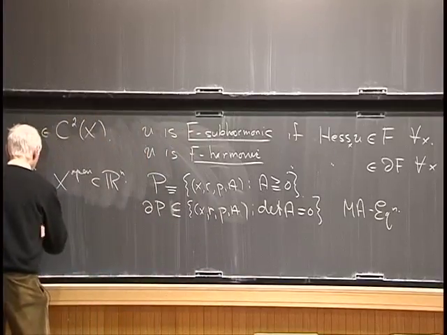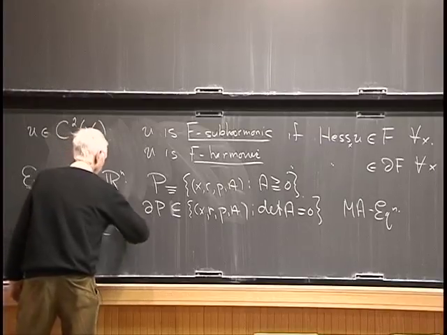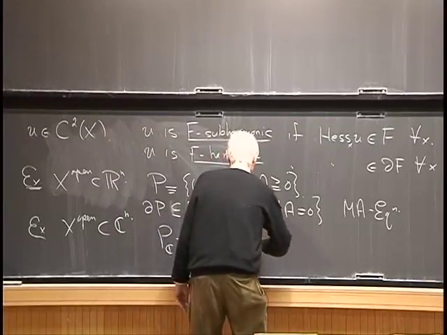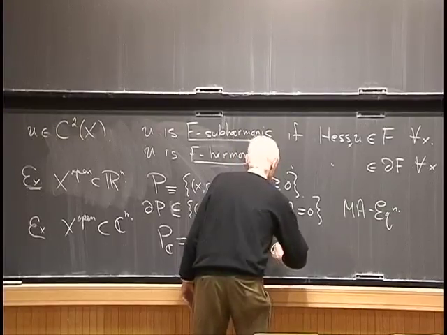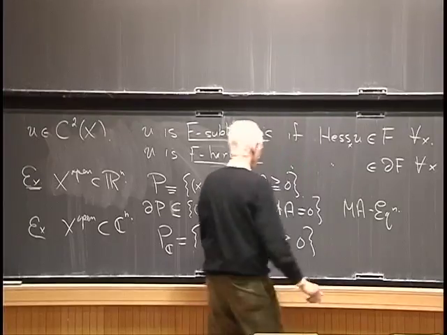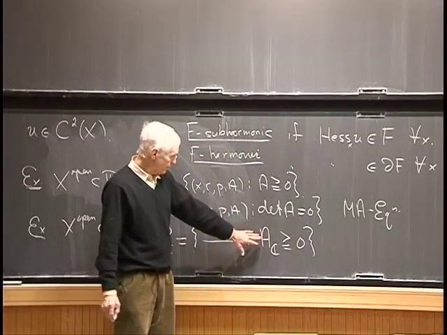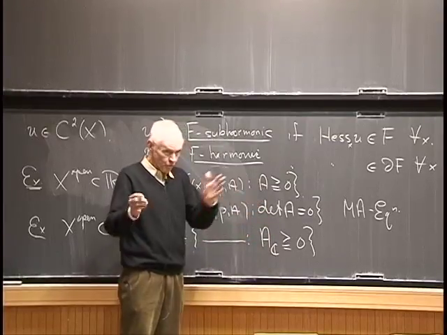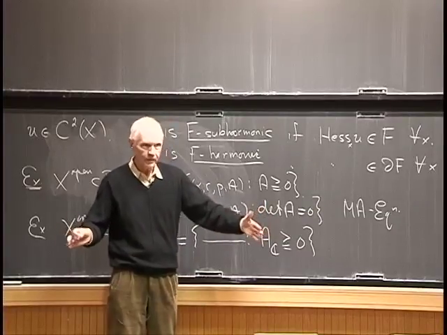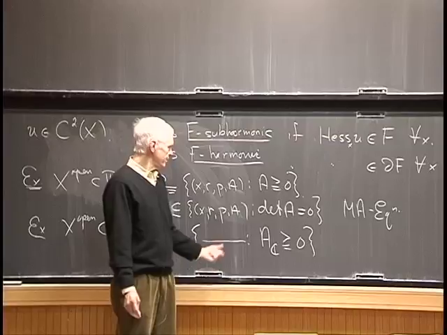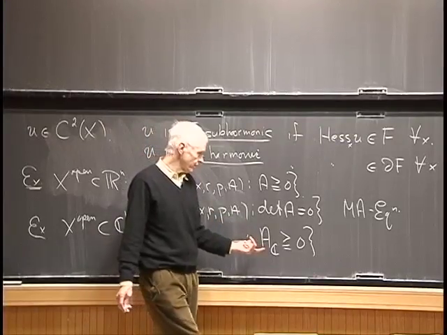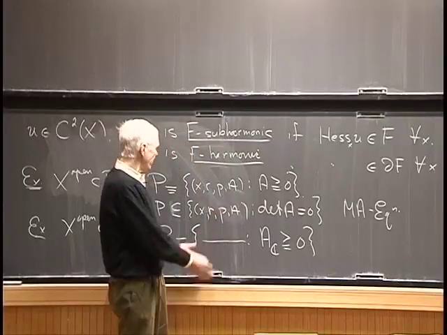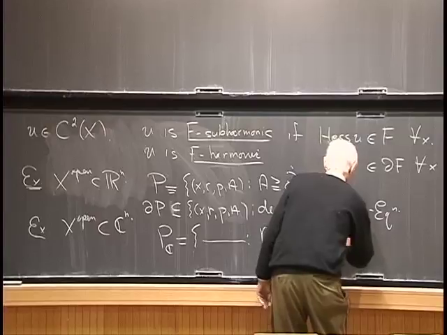I can do exactly the same thing if X is open in C^n. Then I can define P_C to be the set of jets such that the Hermitian symmetric part of A is greater than or equal to 0. I'll come to what the Hermitian symmetric part is in just a moment. When you're in C^n, every symmetric real 2n by 2n matrix can be written as a matrix that commutes with multiplication by i and one that anti-commutes in a trivial way. And this is just that part that commutes with i. It's a Hermitian symmetric matrix with real eigenvalues, and then you can ask that those eigenvalues all be non-negative. Now again, you take the boundary and you get a branch of the complex Monge-Ampère equation.